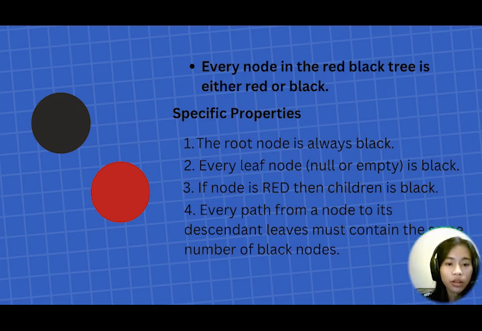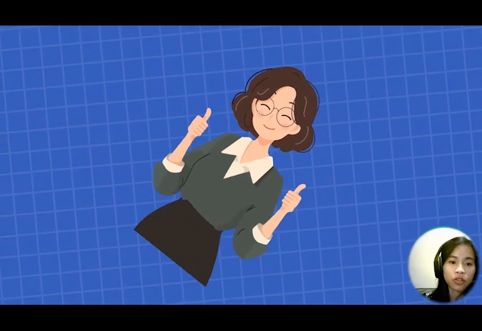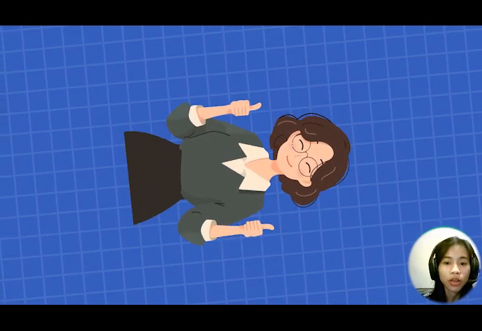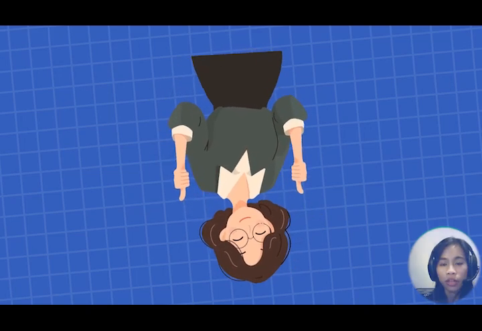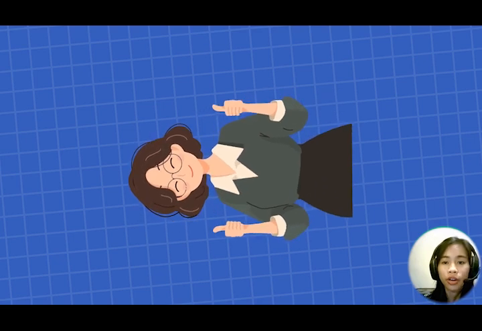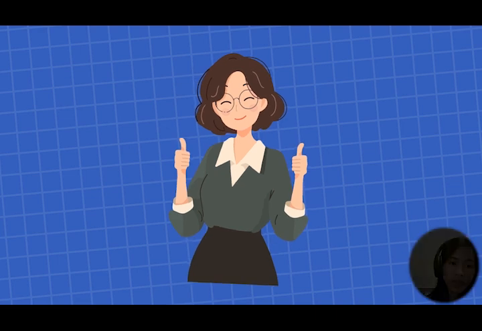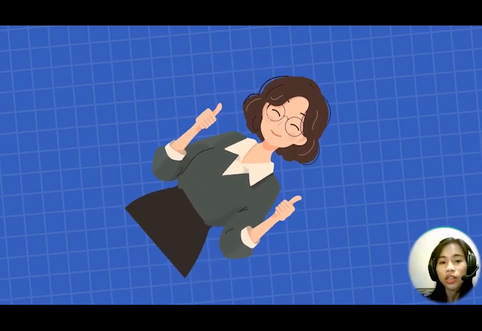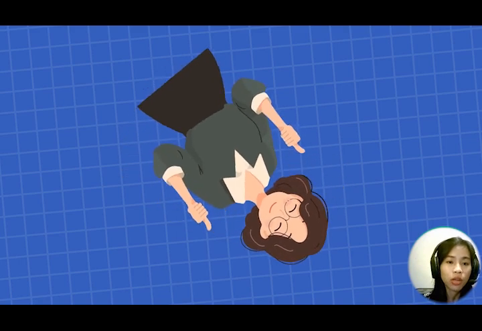Number 4, every path from a node to any of its descendant nil nodes has the same number of black nodes. By following these specific properties, the red-black tree guarantees that no branch becomes too long, ensuring that the height of the tree stays logarithmic relative to the number of elements. And when the rules are broken, say after an insertion or deletion, the tree fixes itself through rotations and recoloring. As a result, even as your data grows and changes, search, insert, and delete operations all stay at O(log n) time.